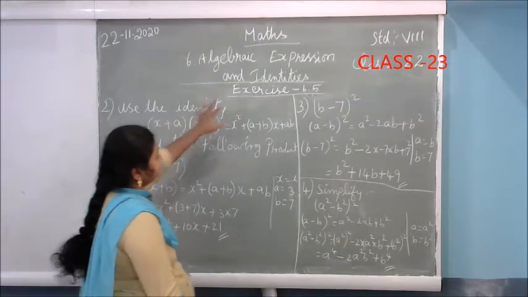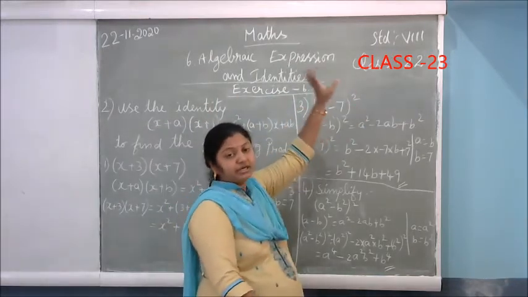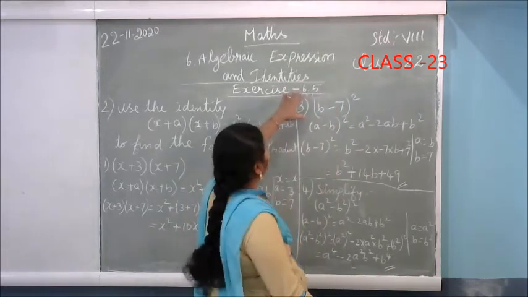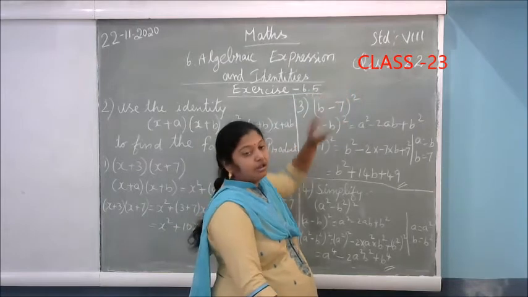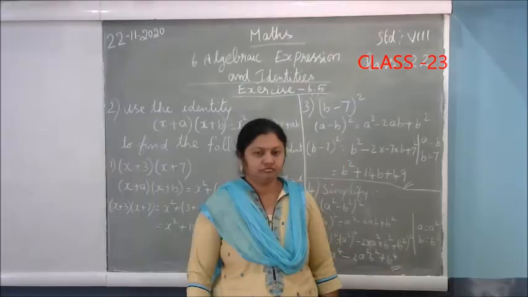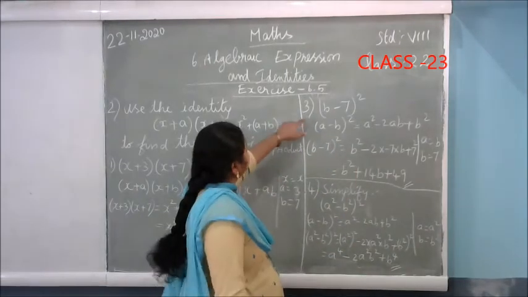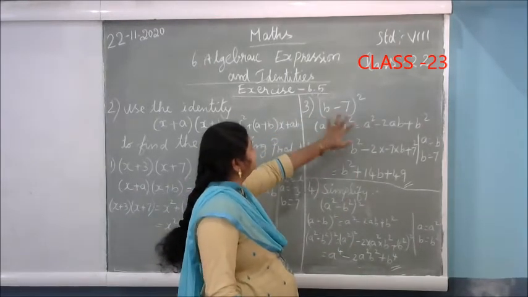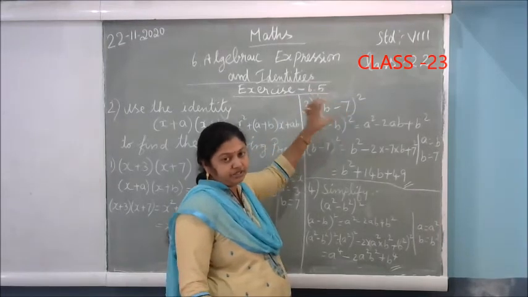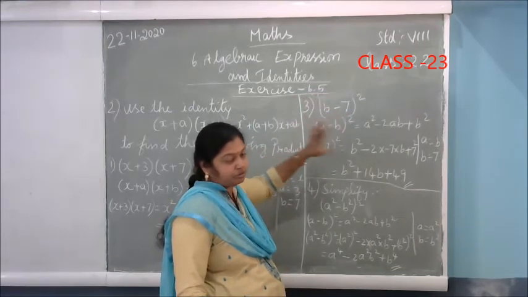Now see here, the third sum I didn't write the question. See the textbook and write the question, and afterwards write this one. First sum: (b minus 7) whole square. So this is the second identity. Using the second identity, you have to solve this problem.